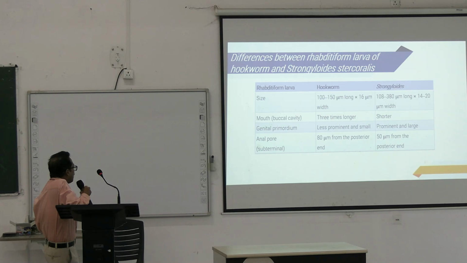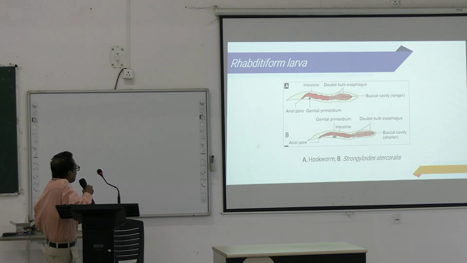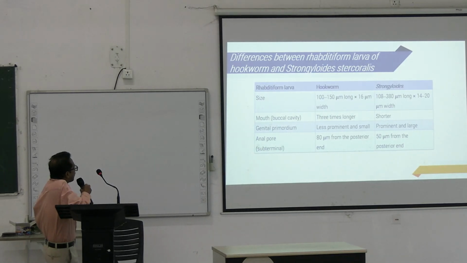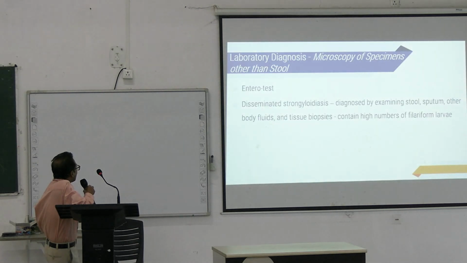Genital primordium is more prominent in Strongyloides, and the anal pore is 80 micrometer from the posterior end versus 50 micrometer. So one thing, the Strongyloides larva is larger and thicker. This is the double bulb esophagus and buccal cavity, anal pore, and this is the hookworm and Strongyloides larva difference. So what are the differences? 80 micrometer from the posterior end and that is 50 micrometer. Anal pore is closed in case of Strongyloides.